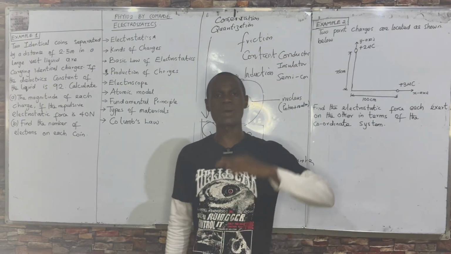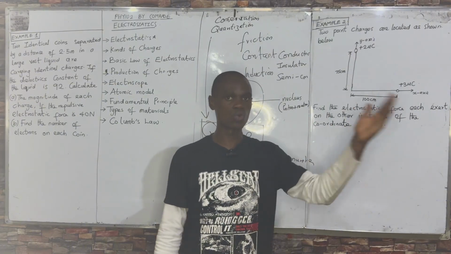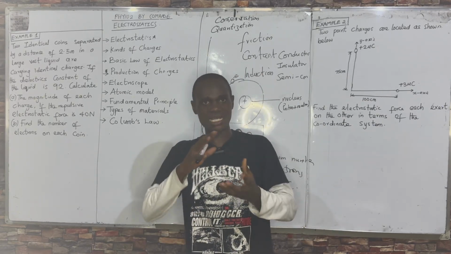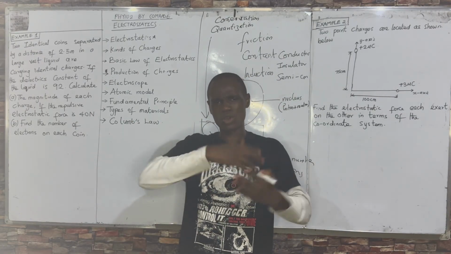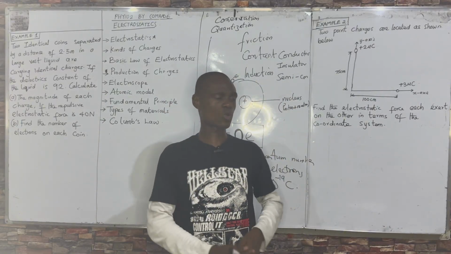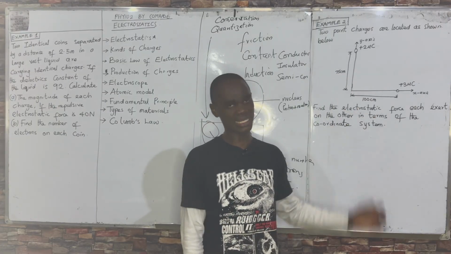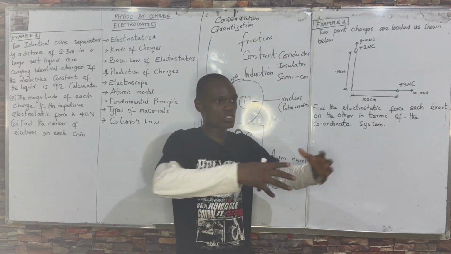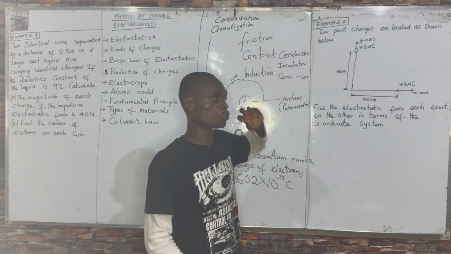What about insulators? Materials that do not allow electricity to pass through them, right? Examples are plastic, wood, rubber, etc. What about semiconductors? Materials that have conductivity between that of a good conductor and that of a good insulator. It means a semiconductor is between a good conductor and a good insulator. Examples of semiconductors are germanium, silicon, etc. So these are types of material based on how they allow charge to pass through them: conductor, insulator, semiconductor.